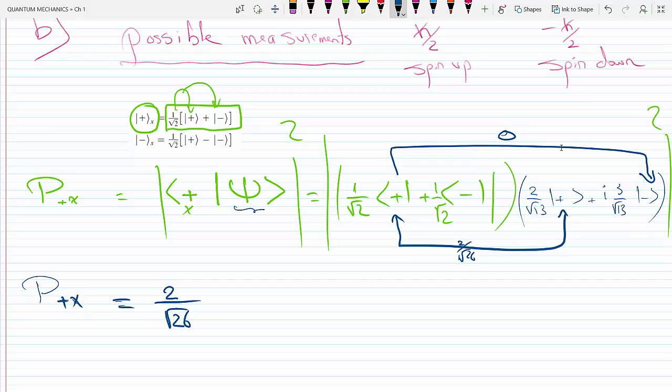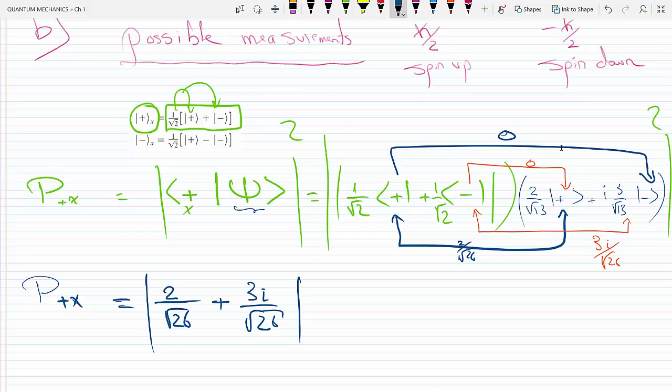And when we operate, let's change colors here. When we operate with this on this, what do we get? We get 0. And then this on that, we get just the numbers, 3i over root 26. So this is plus 3i over root 26.